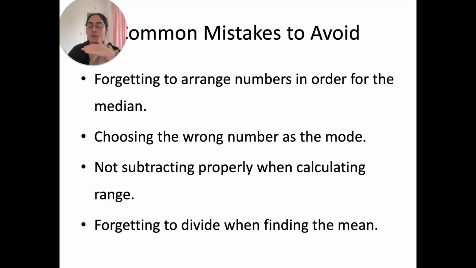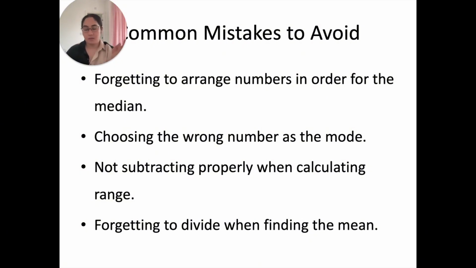So the first one would be forgetting to arrange the numbers, to put the numbers in order when you're looking for the median. That's one thing that is definitely going to give you the wrong answer, so never forget that. The other one would be choosing the wrong number as the mode, so not paying attention to the numbers and recognizing which one is the one that repeats the most. If you have one that repeats 3 times and you have one that repeats twice, it's obviously going to be the number that repeats 3 times. If you have 2 numbers that repeat the same number of times, both of them are going to be your modes, just like the example we did during this lesson, right? So be careful with that, make sure you choose the right number.